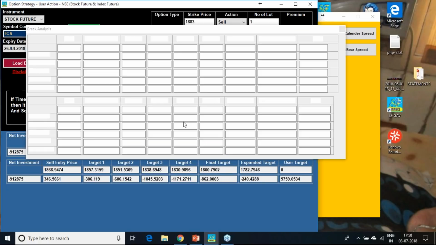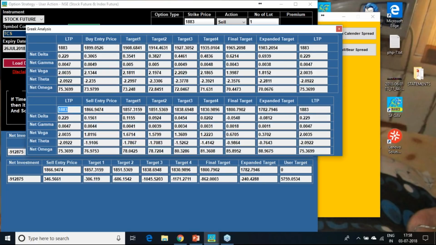See the net Greek analysis. Once you come here, you will get what your net delta is: 0.22. This 0.22 is increasing once the price is going up. And then it is again falling to 0.15, 0.12, 0.09. So further it is becoming negative here. Once it is falling, it impacts the profit and loss. Once it is going up, it is also adding to your profitability.